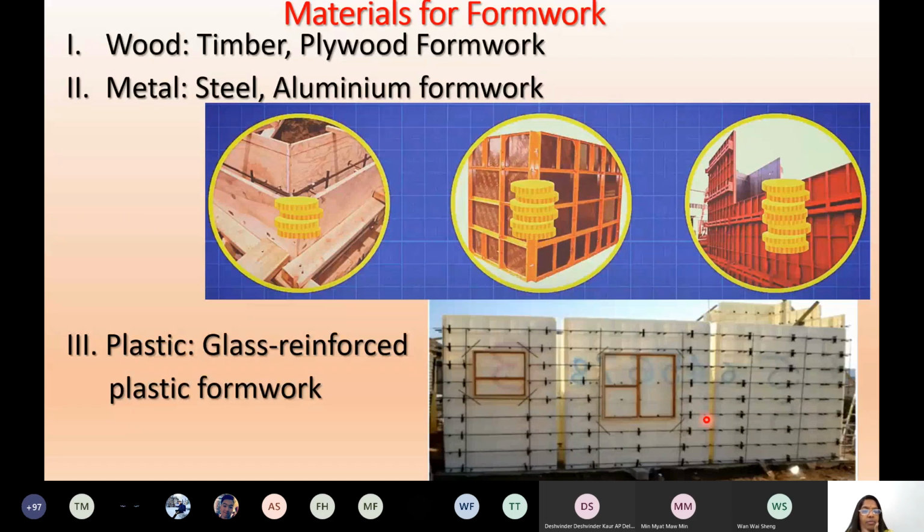Materials, a very important topic. We are going into materials. I also have some interesting videos you can see later. One moment. Okay, you're getting time.